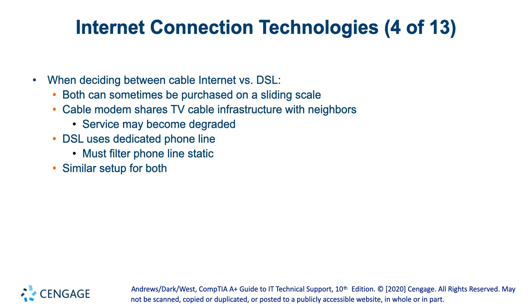So cable versus DSL. Both can actually be purchased on a sliding scale, X amount of bandwidth for X amount of dollars. What's with cable is a shared service and may become degraded if you or your neighbors are all accessing and downloading or streaming from the internet at the same time. DSL uses a dedicated phone line, however.